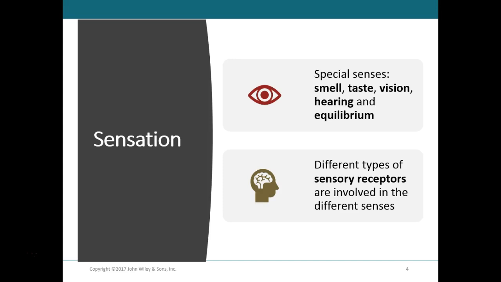There are different types of sensory receptors, of course, that are involved in the different senses. So very specialized receptors, just as we had for temperature and touch and the different somatic senses, the same thing for the special senses as well. But there are different types of receptors based on their structure, not just on what they detect.